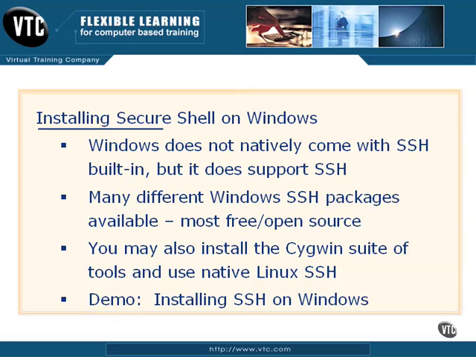Now, another alternative is a lot of people like to install the Cygwin suite of tools, which are basically Linux native tools that are built inside a kind of an emulator, and you can install that on Windows, and you can use Secure Shell natively through Cygwin and also use other Linux tools as well. We're going to do a demonstration real quick for you on installing a particular Secure Shell client, a very popular client called PuTTY, on Windows, and you can see how easy it is to install, configure, and use it over Windows.